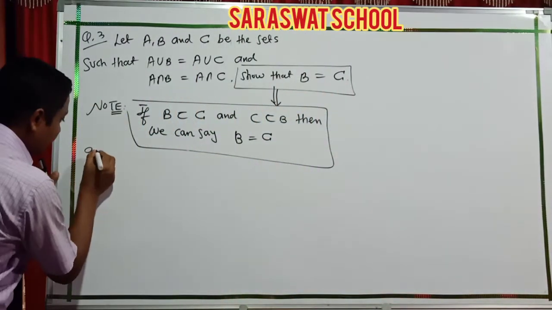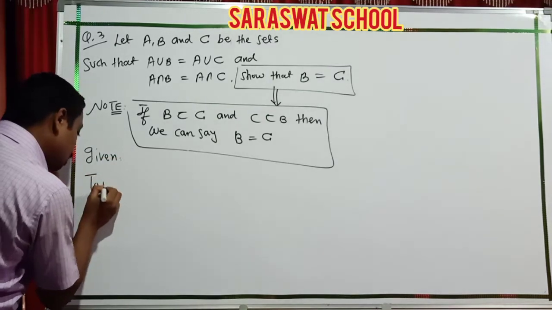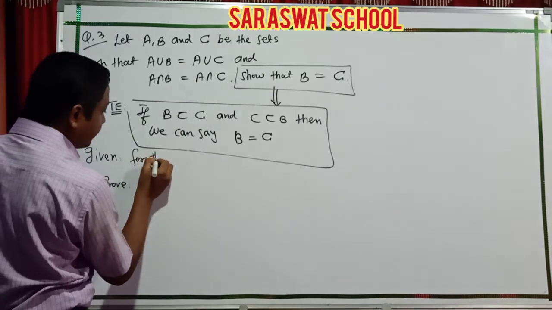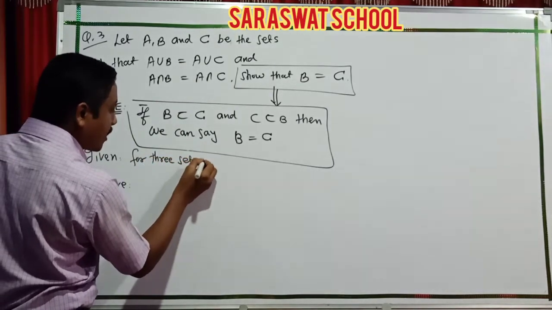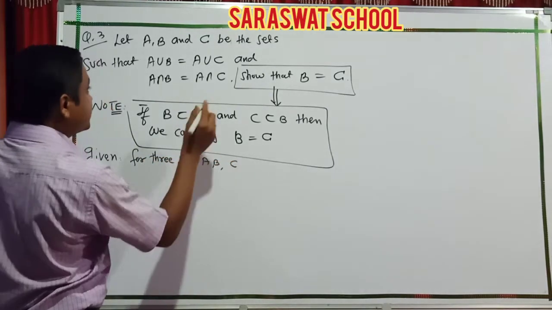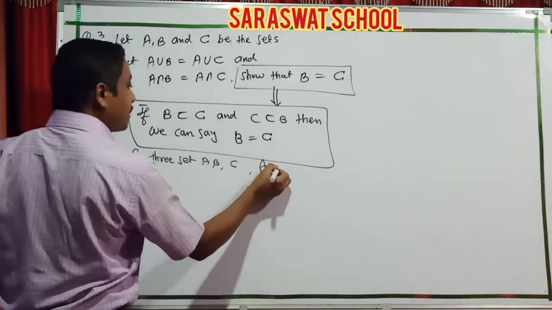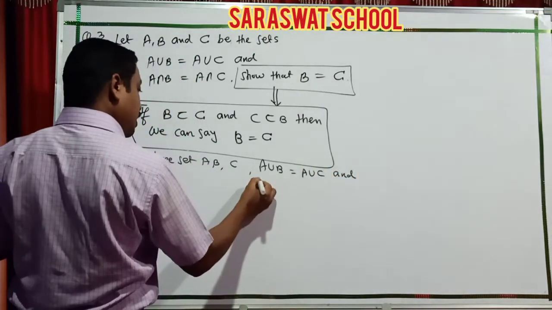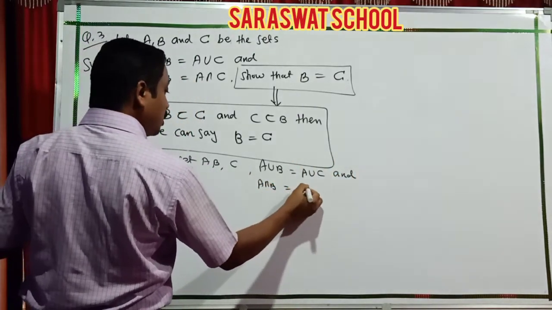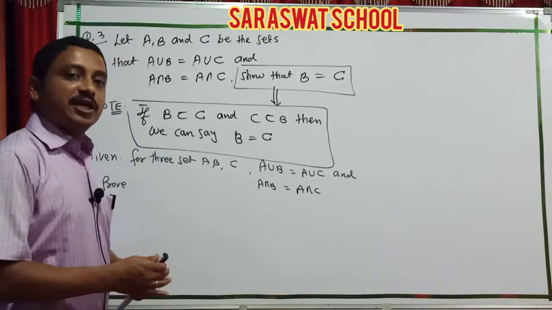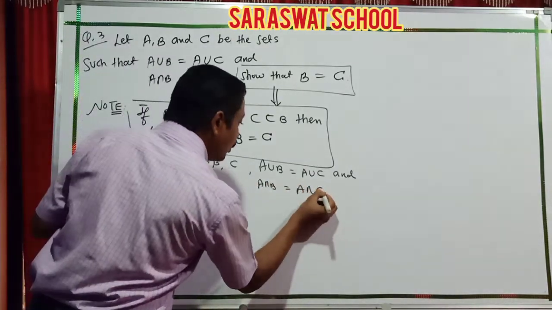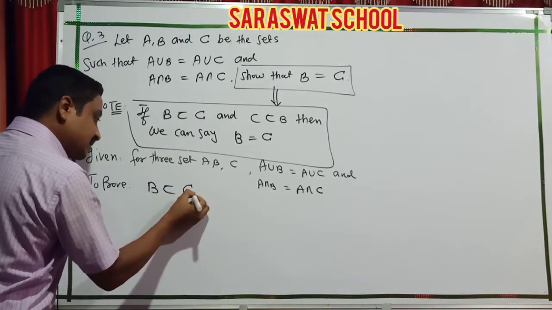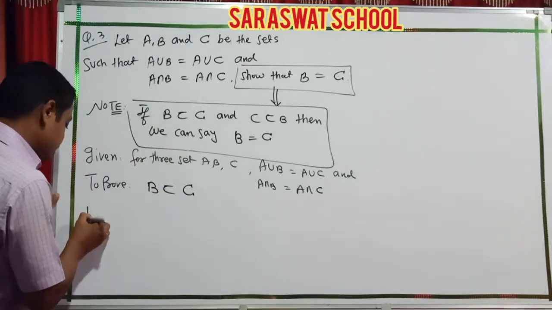First of all I start with the given, and then after that the proof. Students, these are given for three sets A, B and C. What is that? A union B is equal to A union C and A intersection B is equal to A intersection C. That's the given. Now, what is my first target? The first target is to prove B subset C. And now, students, start the proof.